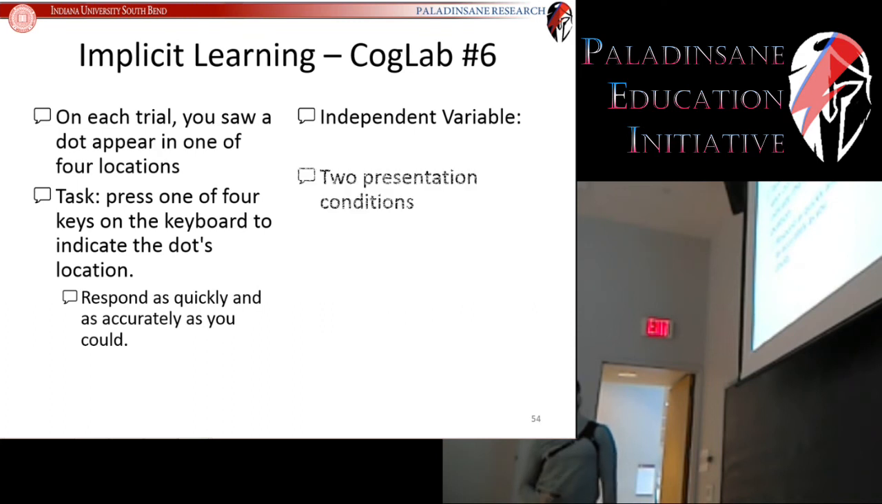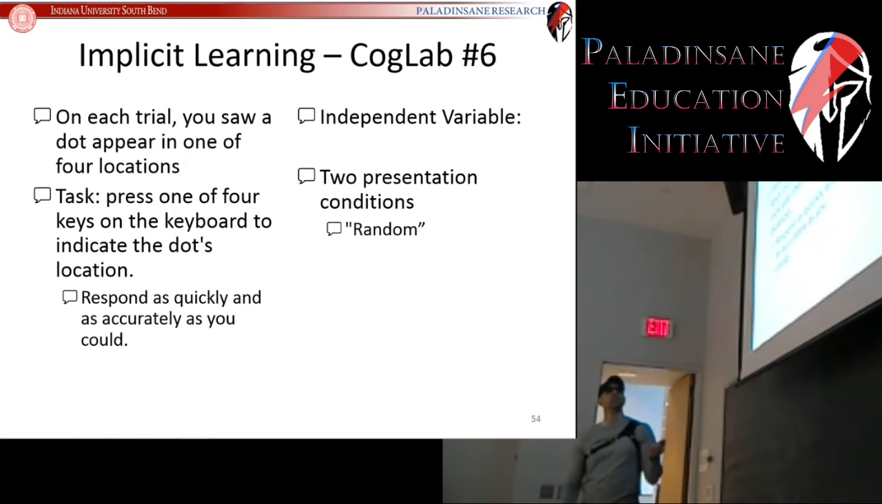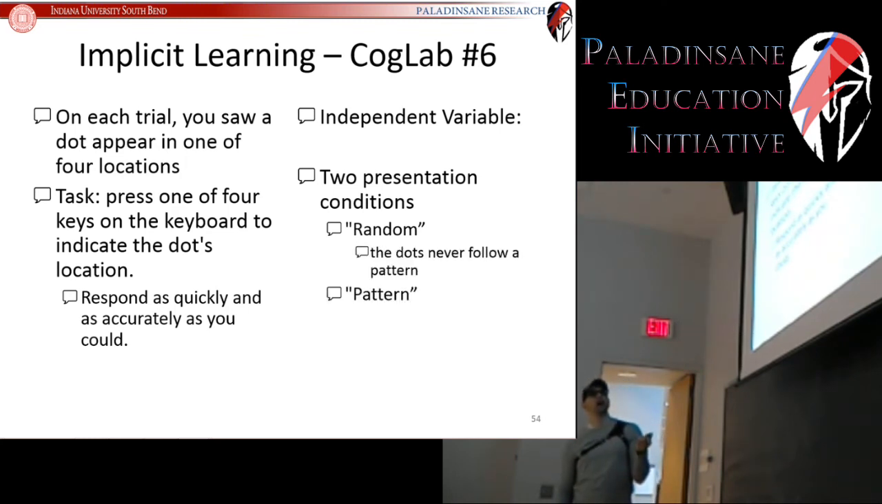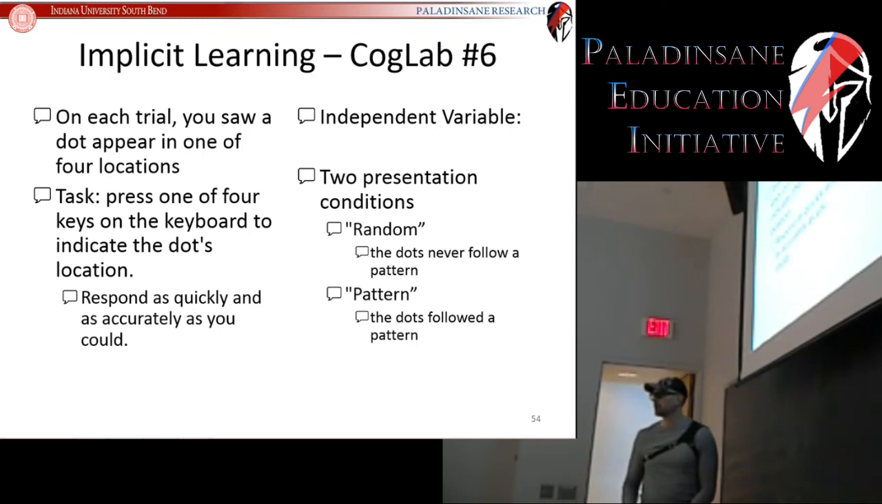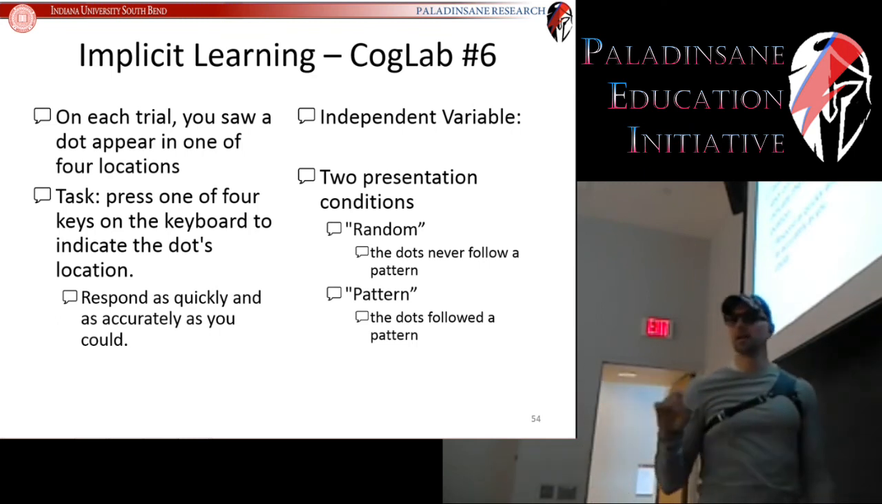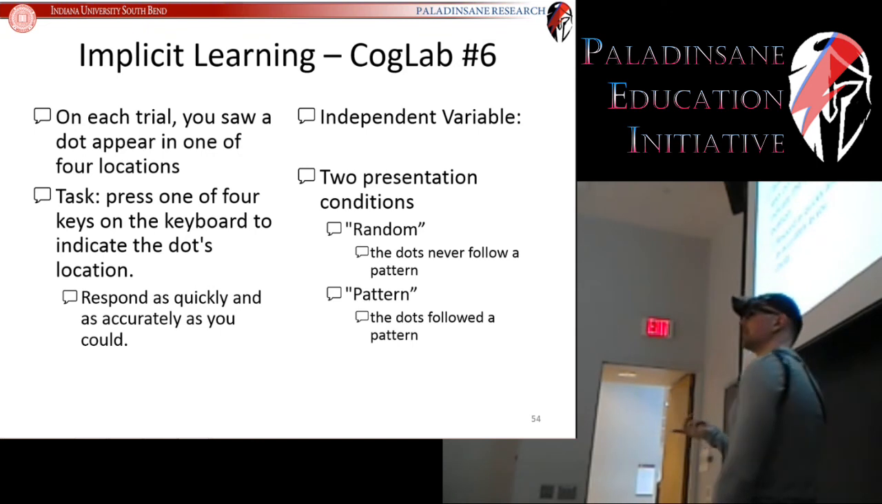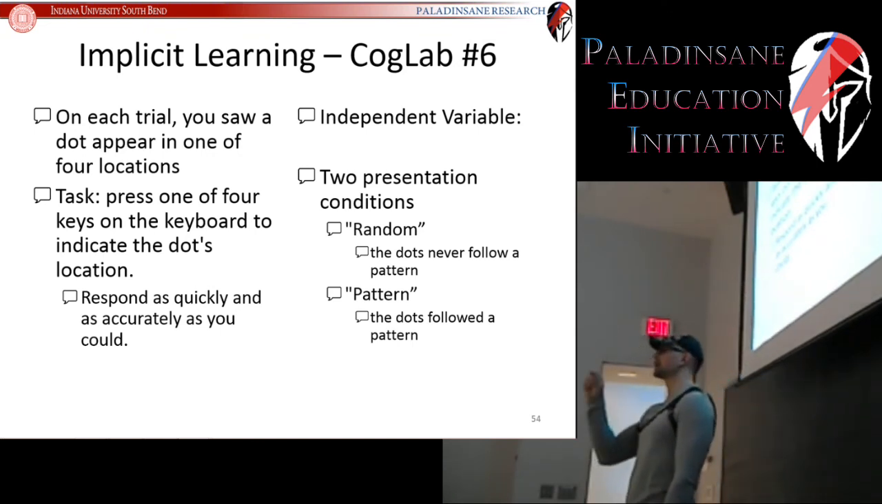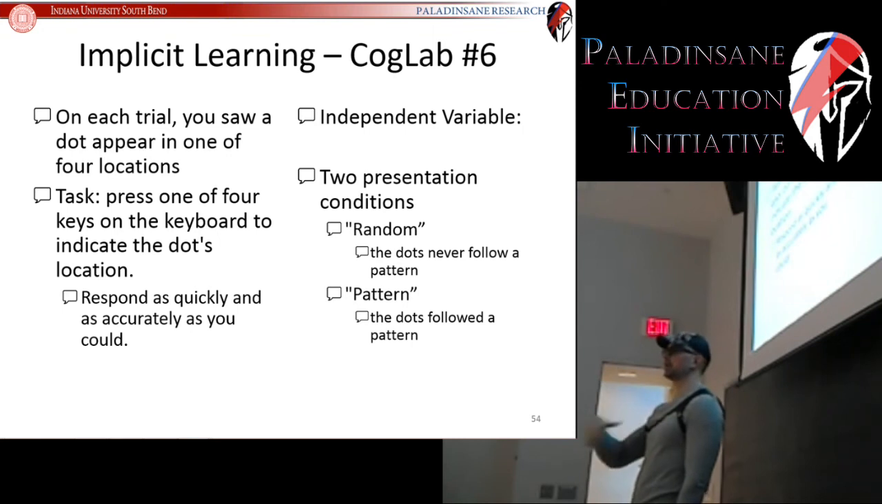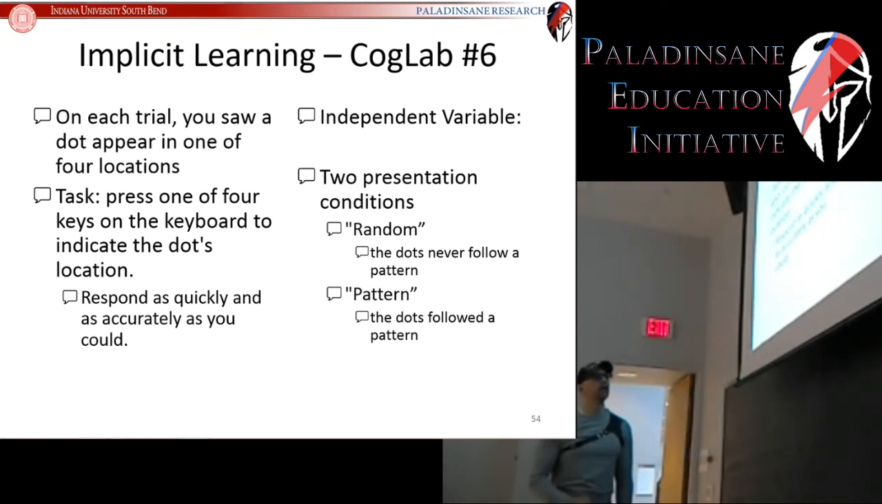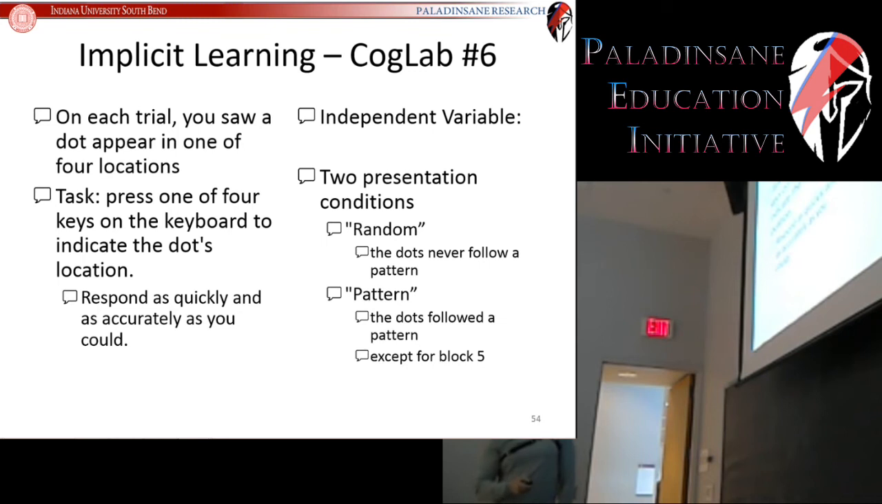So the independent variable was that there were actually two presentation conditions that you could have found yourself in. And these are either or. So half of you ended up in the random condition, and the other half of you ended up in the pattern condition. In the random condition, the location was completely randomized. It never followed a pattern. In the pattern condition, the location of the dots followed a pattern. And this pattern repeated over and over and over again, except on block 5. And we'll take a look at block 5. So it reverted to random for block 5. But other than that, it followed that pattern.